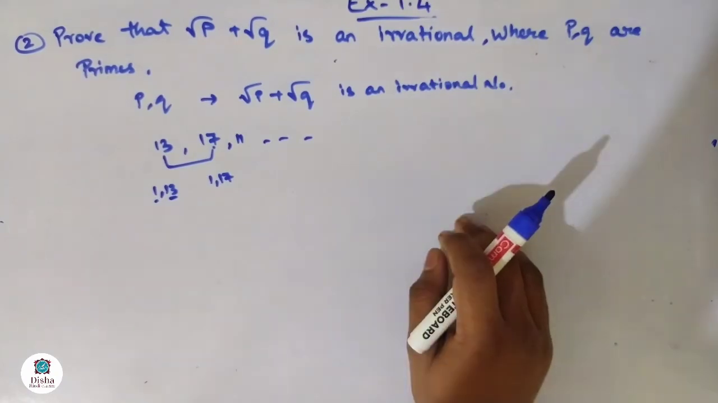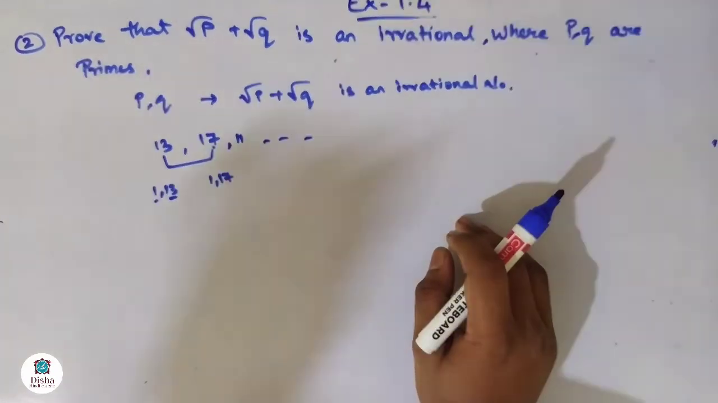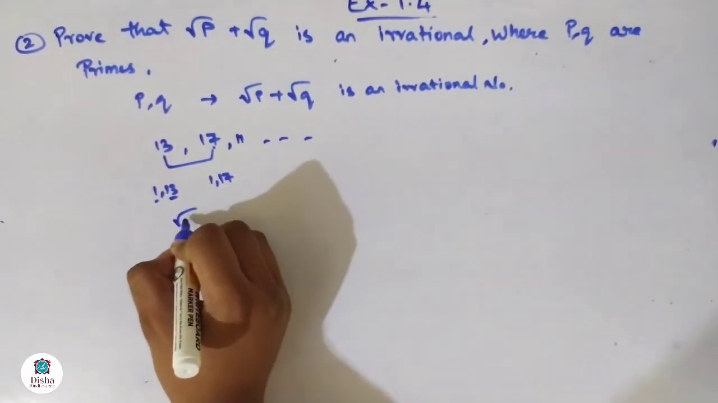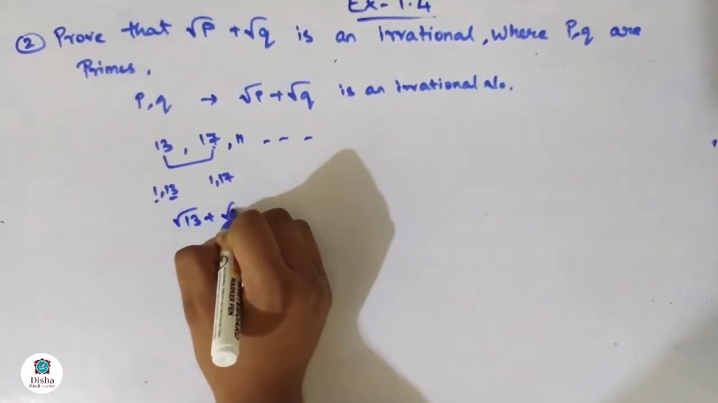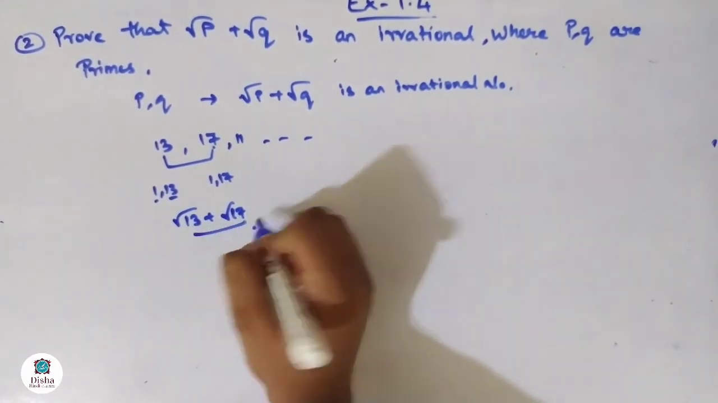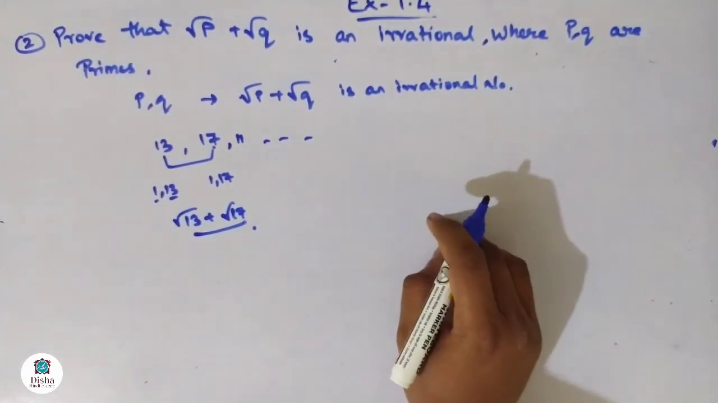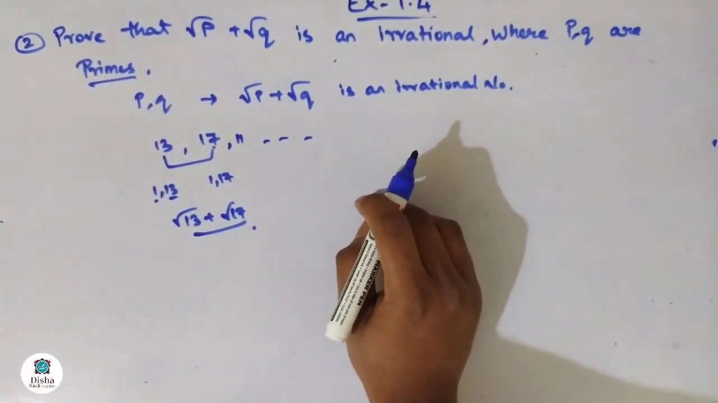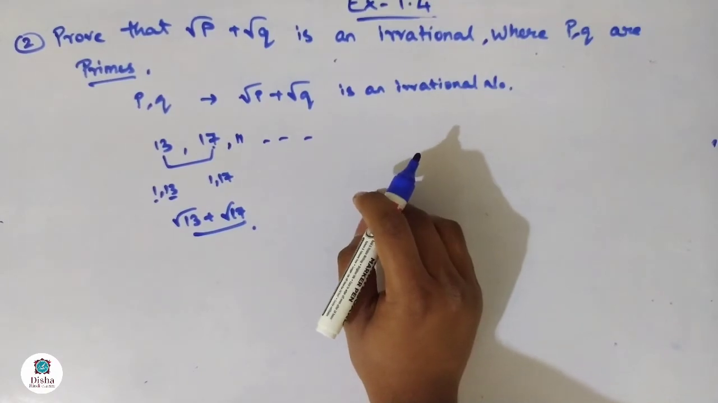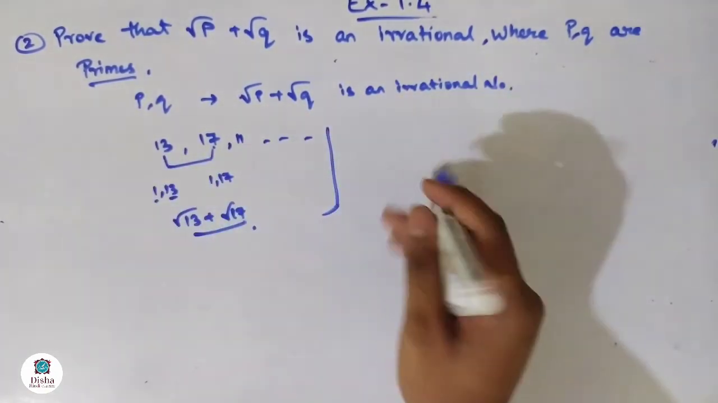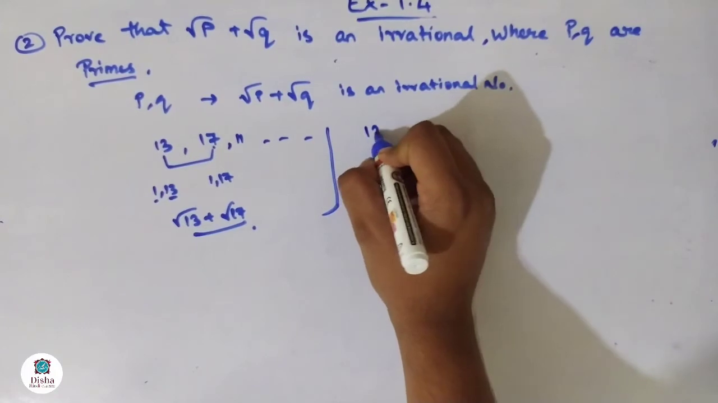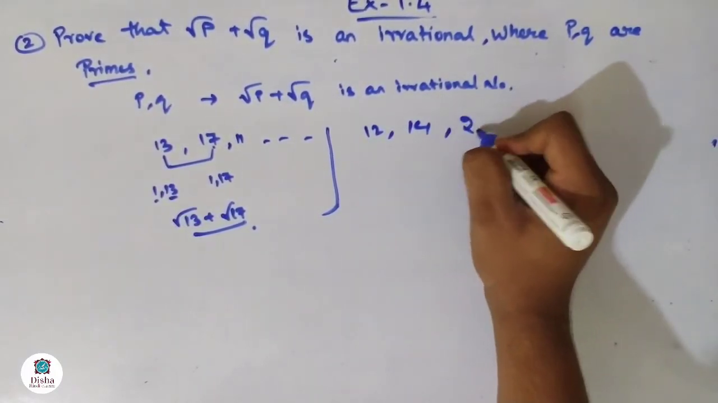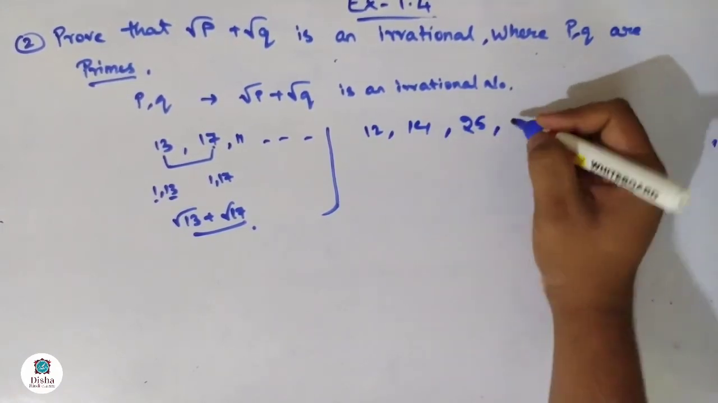So the roots of this type of numbers are always irrational. The root of these numbers, that is root 13 plus root 17, will always be an irrational number. The root of prime numbers will always be an irrational number. Now take a number that is not a prime, a natural number, something like 12, 14, 25, or 36.